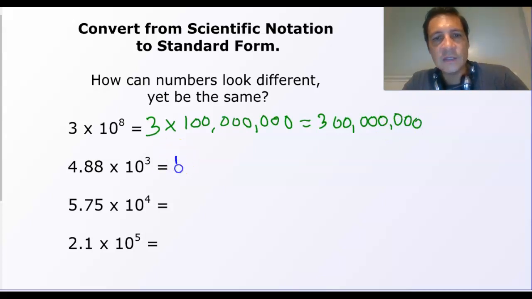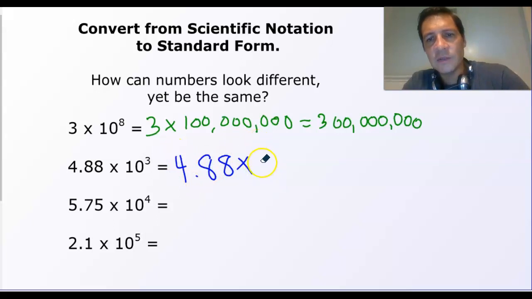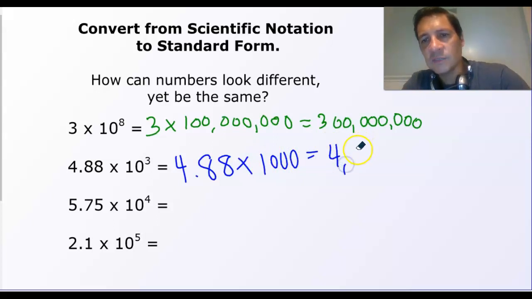4.88 times 10 to the 3rd. Well, 10 to the 3rd, I've got my 4.88. 10 to the 3rd is 10 times 10 times 10. That's 1,000. When I multiply 4.88 times 1,000, I move that decimal point to the right 3 times.